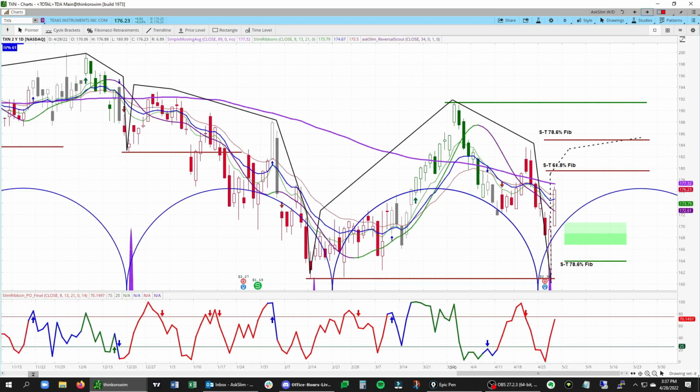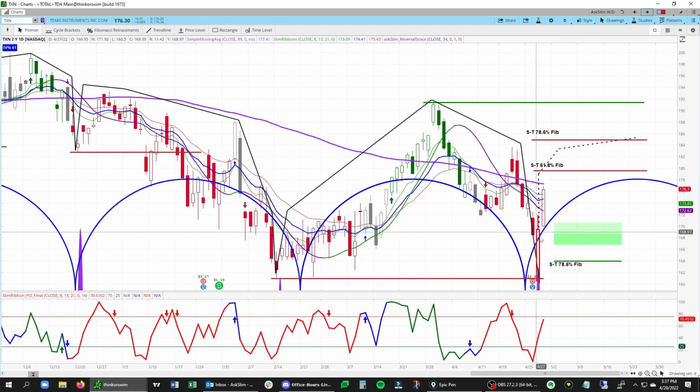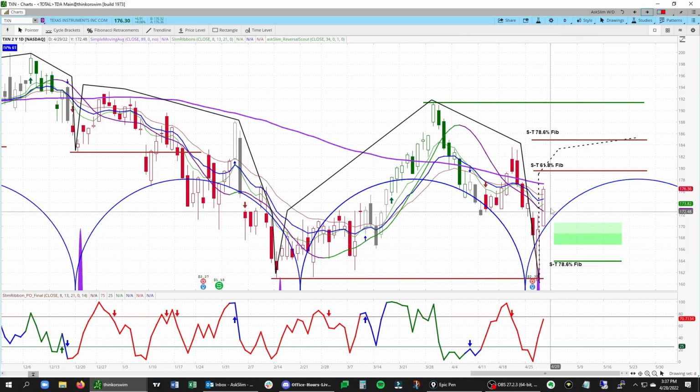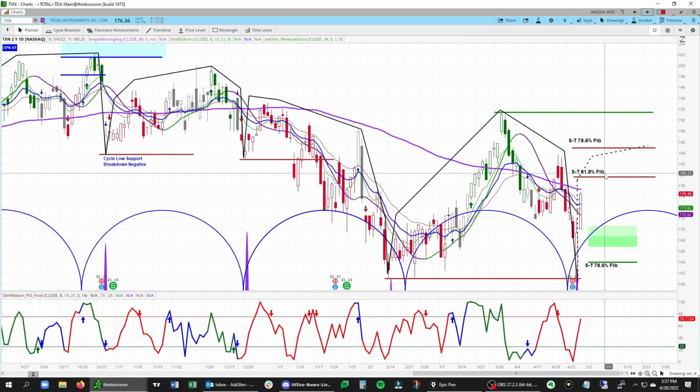Now, what I want to highlight is this price action post earnings. So we had earnings after hours here on 4/26, and you can see what happened. Big buying came in post earnings. That very likely marks a short-term bottom here in TXN, and we're in this rising phase.